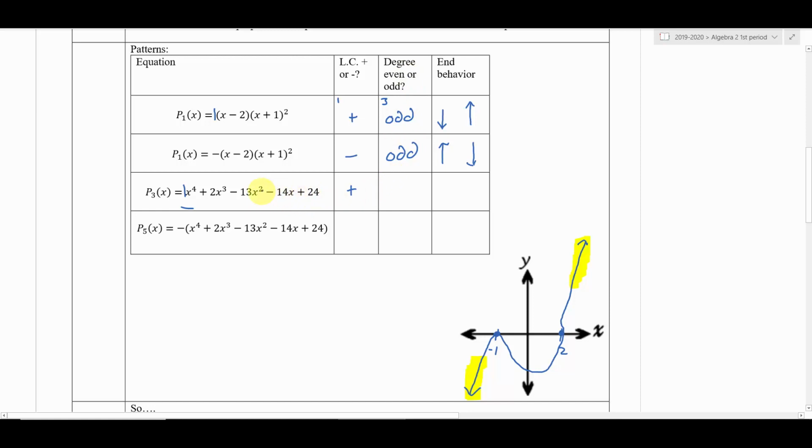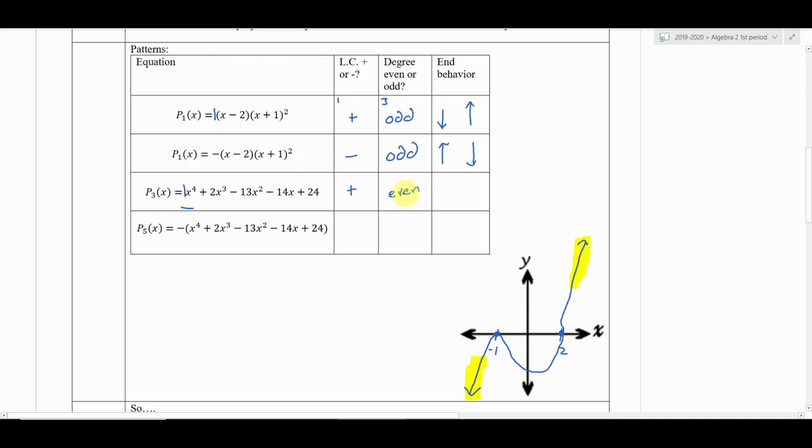So 2, 3, there's an exponent of 4, so that tells me this is a degree 4, and 4 is even. Okay, so remember, to determine end behavior, we're not really concerned about what the leading coefficient actually is or what the degree actually is. We're just concerned about whether or not it's positive or negative, even or odd.